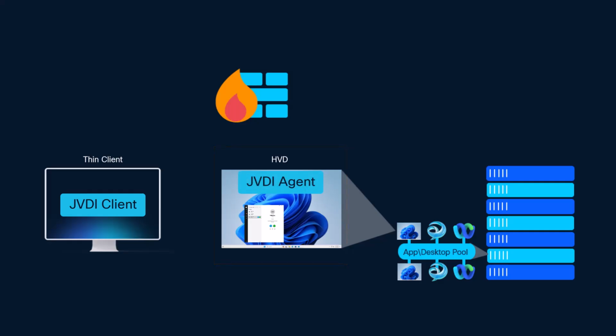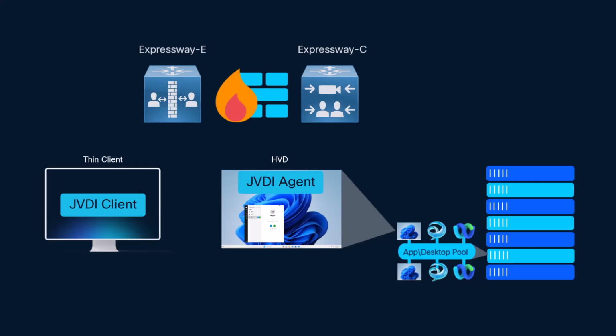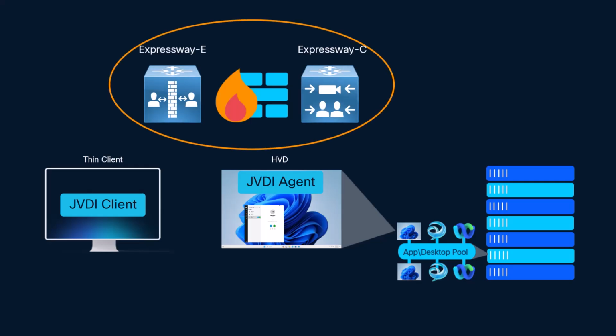From here, we move to our unified communication components, starting with Expressway Edge and Expressway Core, which JVDI uses for mobile and remote access services, also known as MRA. It should be noted that JVDI can be implemented without MRA if only used on an organization's internal network.